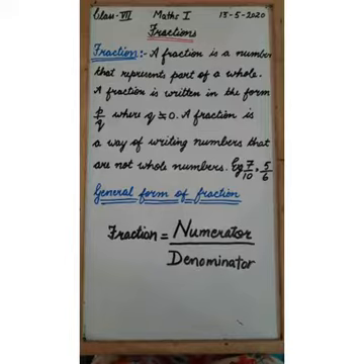The general form of a fraction is numerator upon denominator. We can take the example 5 upon 6. Here 5 is the numerator and 6 is the denominator.